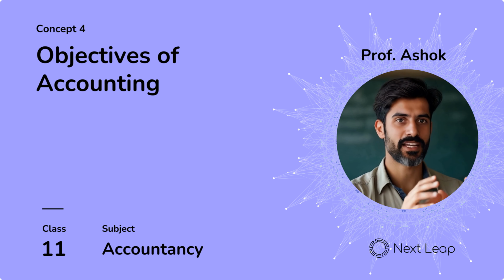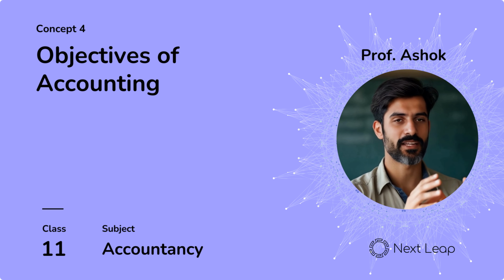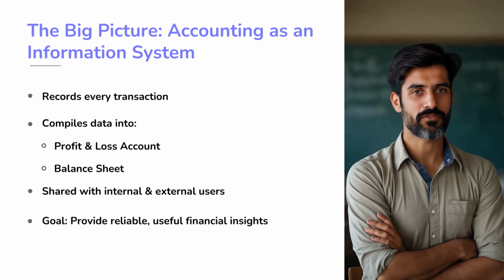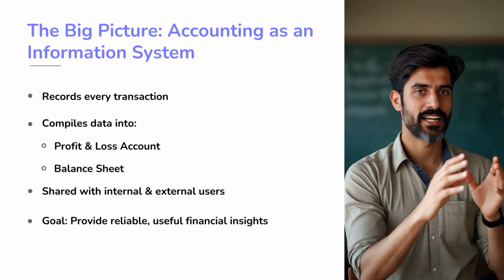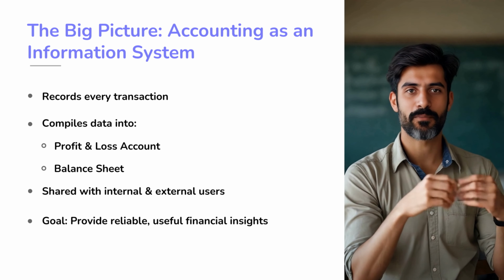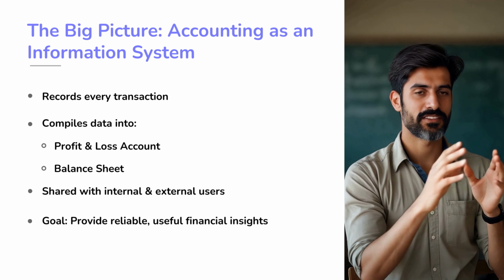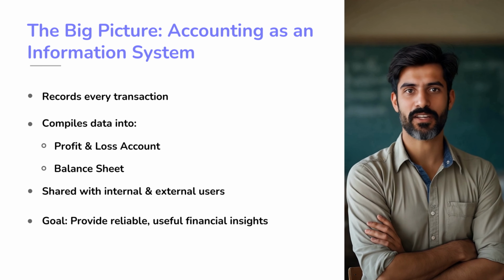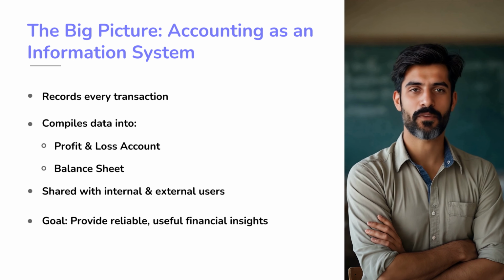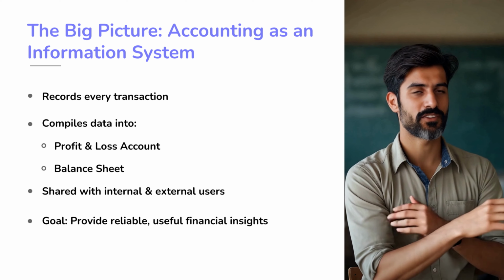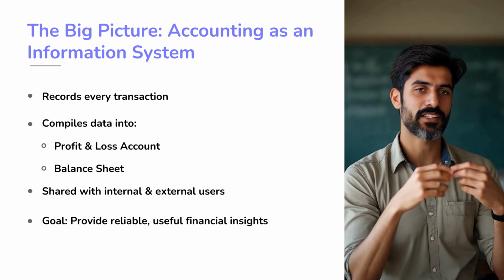In this video, we'll explore the 4 major objectives of accounting and why they are absolutely essential for any modern enterprise. Think of accounting as a powerful information system. It captures financial transactions and turns them into financial statements like the profit and loss account and balance sheet. These statements are then shared with different user groups, some internal like managers and some external like investors or banks. All of this serves one purpose: to provide useful, reliable information. Let's now break down the 4 main objectives.